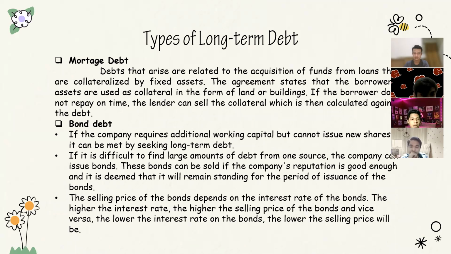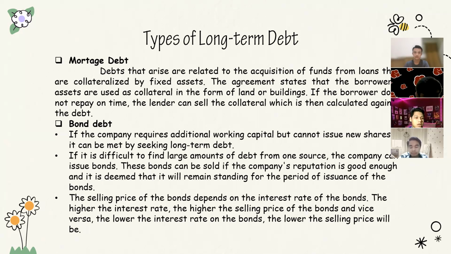And the next is types of long-term debt. The first is mortgage debt. Debt that arises is related to the acquisition of funds from loans that are collateralized by fixed assets. The agreement is that the borrower's assets are used as collateral, in the form of land or buildings. If the borrower doesn't repay on time, the lender can sell the collateral, which is then offset against the debt.